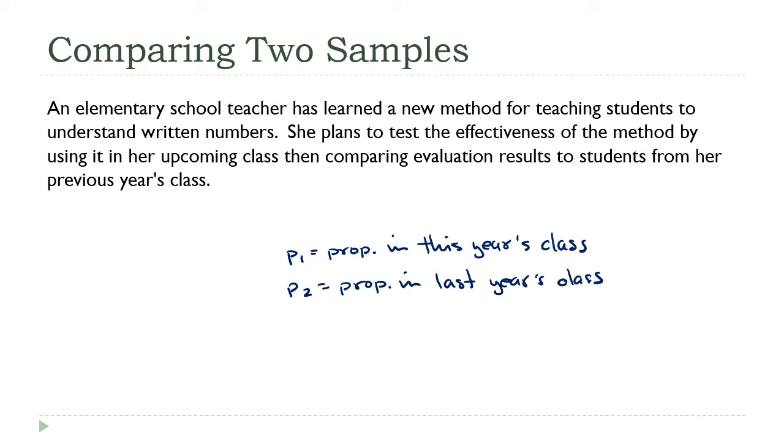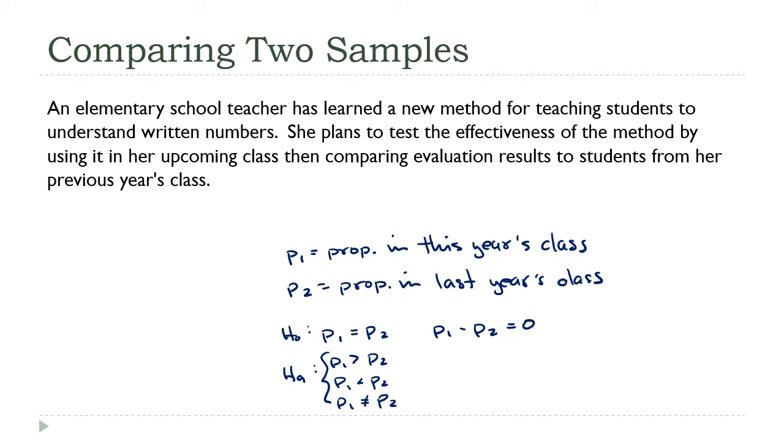is very consistent. It will always be P1 equals P2, or equivalently, P1 minus P2 equals 0. Now, the alternative hypothesis, on the other hand, will be either greater than, less than, or not equal to, depending on the specifics of what our claim is.